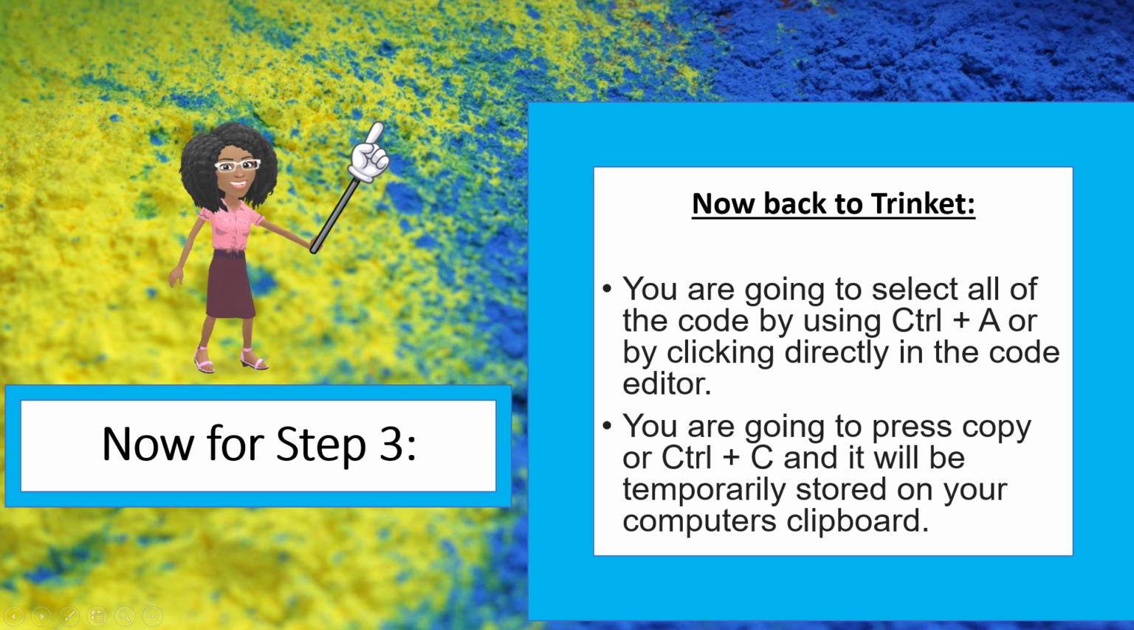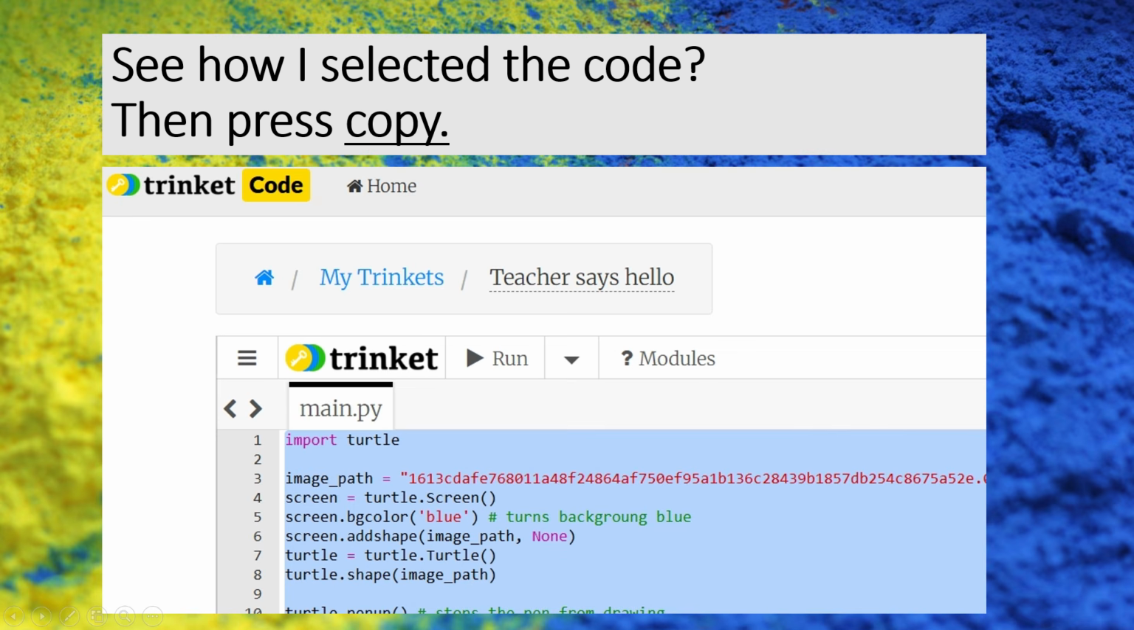Now it's time for step 3. You're going to select all of the code by using Ctrl+A or by clicking directly in the code editor. Then you're going to press copy or Ctrl+C and it will be temporarily stored on your computer's clipboard. That's how I selected the code. Now press copy.